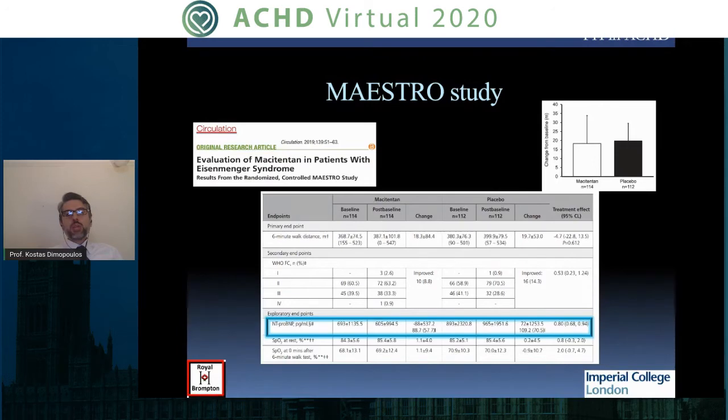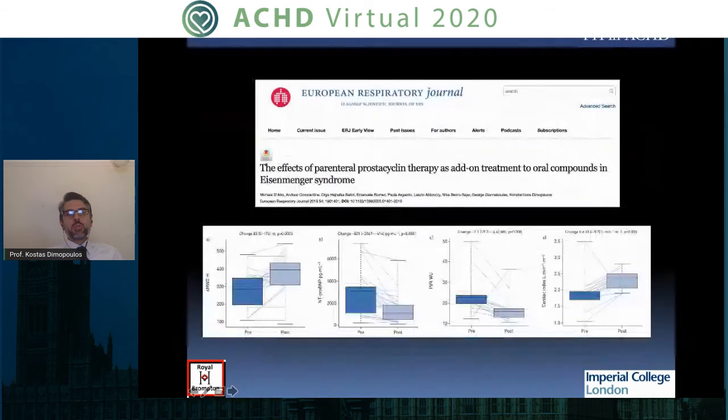Recently, the MAESTRO trial was published. The 6-minute walk test distance, which was the primary endpoint, was not significant. But what is important in my mind is that NT-proBNP, which is an objective marker of disease, was significantly reduced by macitentan. So probably a therapy that we should be using.